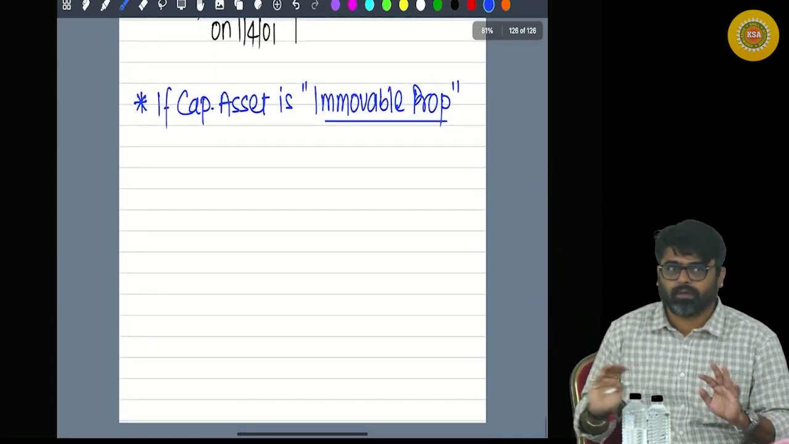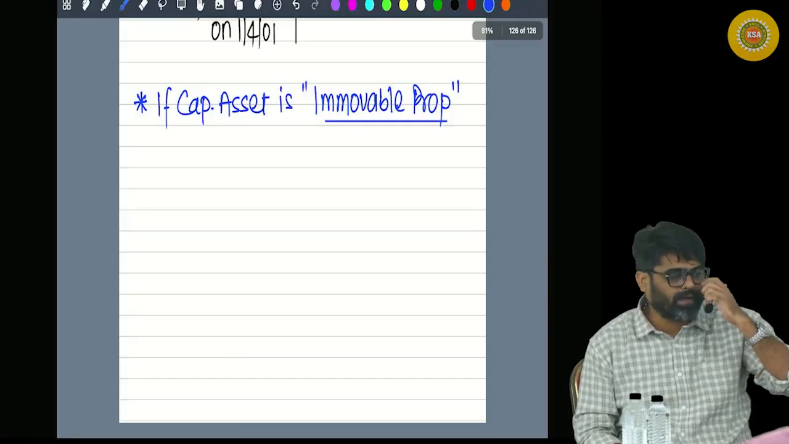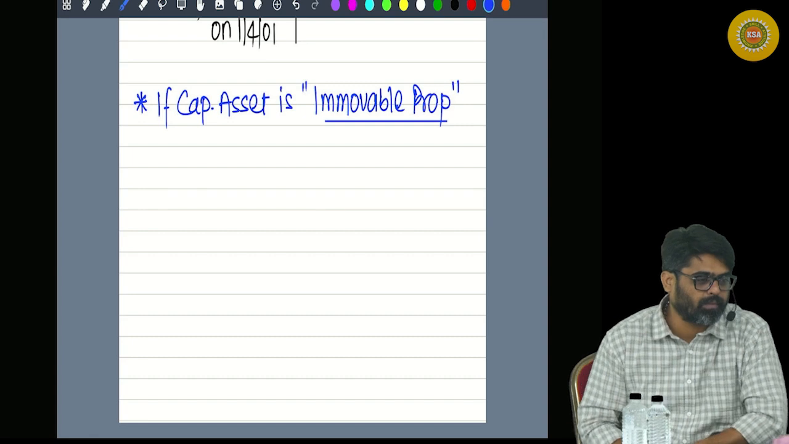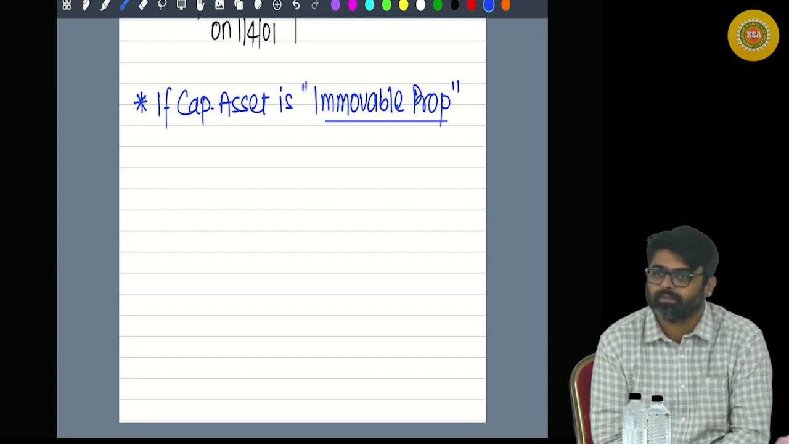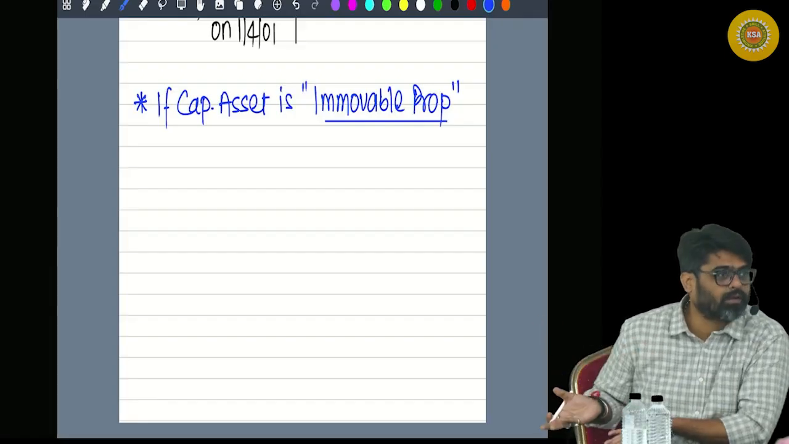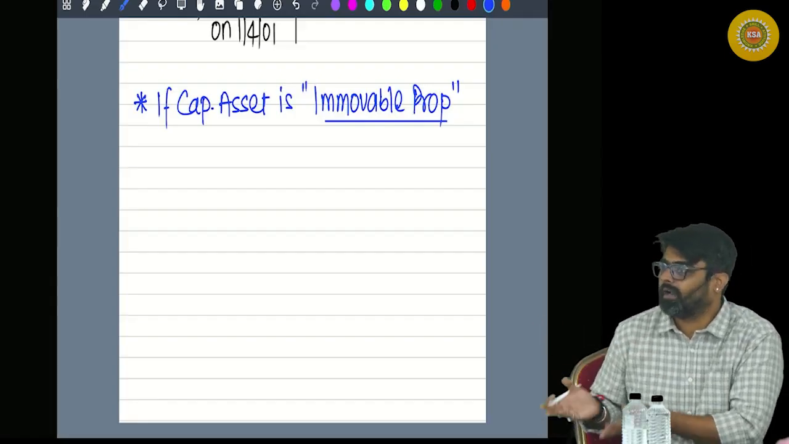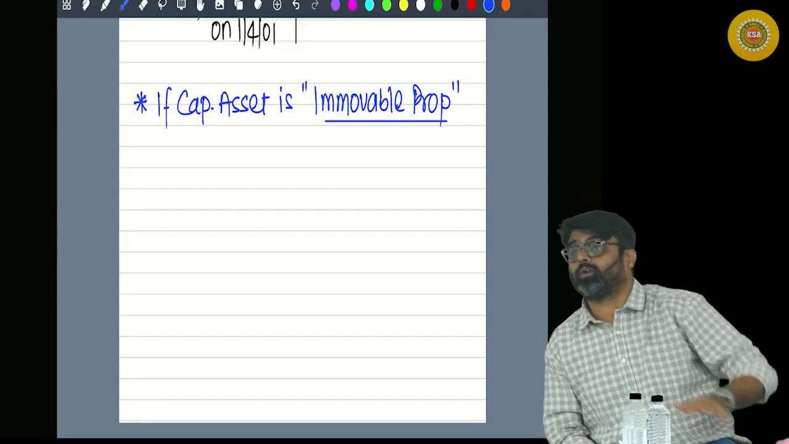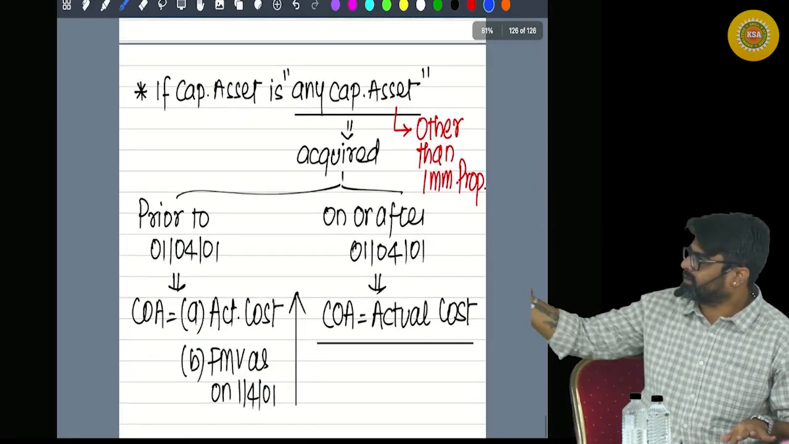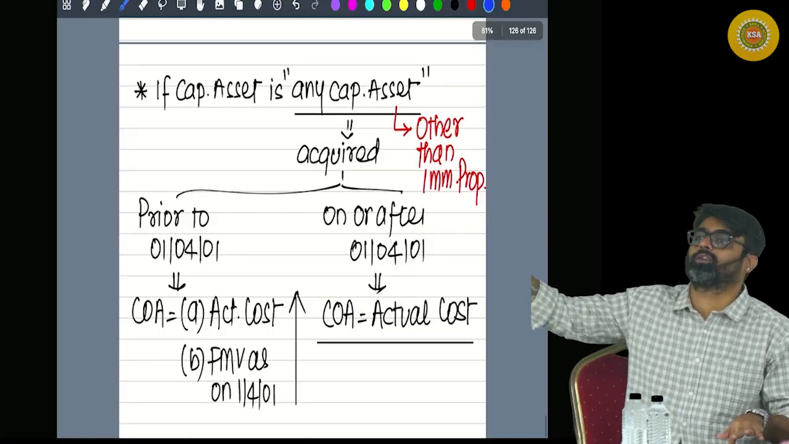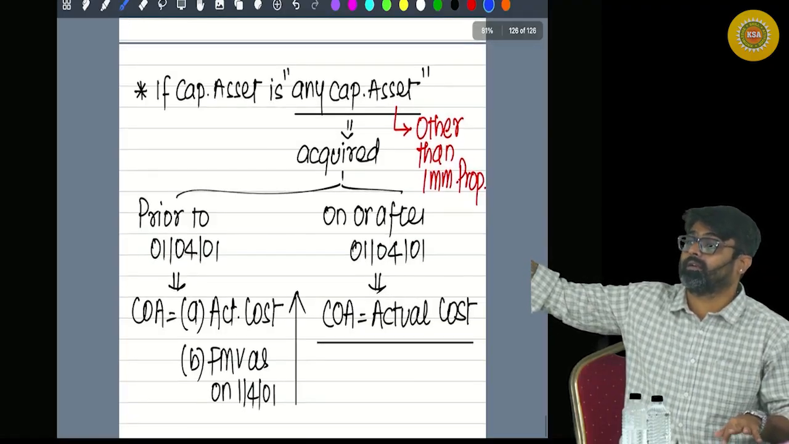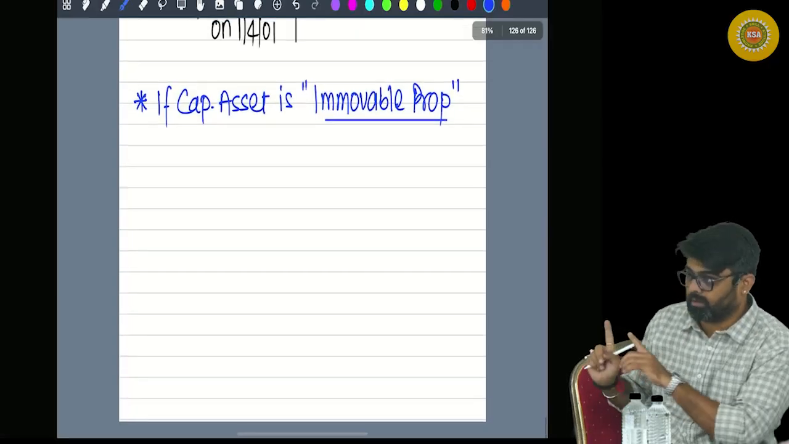Now tell me, are you transferring immovable property right now? So, what will be the cost of acquisition of immovable property? That is what we are going to learn now. Are you transferring any capital asset? Yes. If you transfer any capital asset, cost of acquisition will be determined in this manner. But any capital asset other than immovable property, because for immovable property, I am going to tell you now.